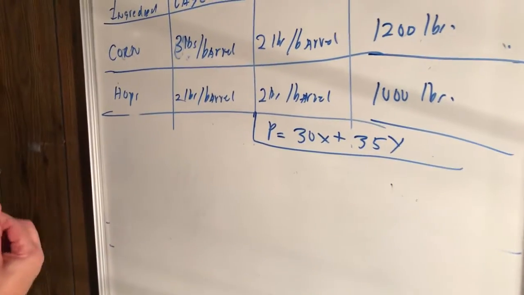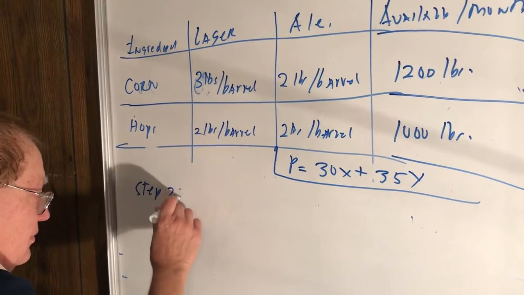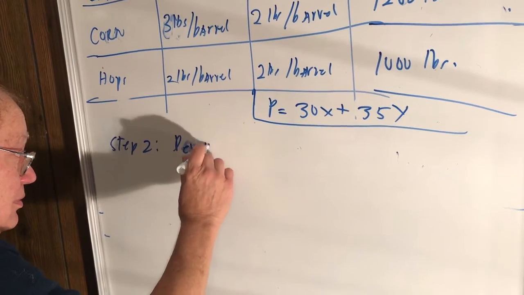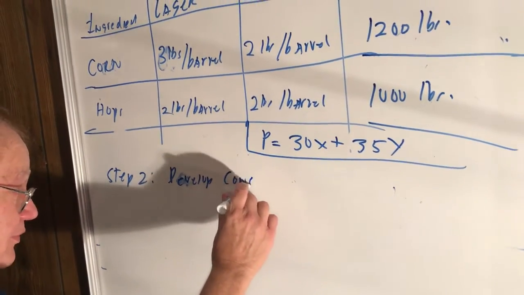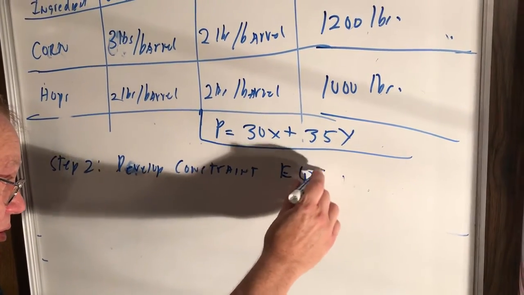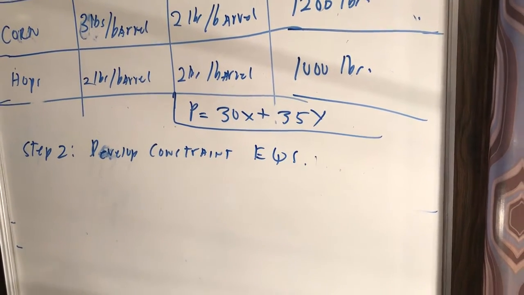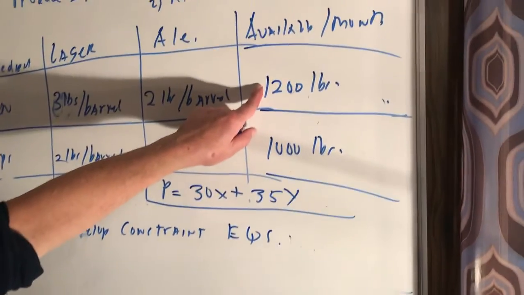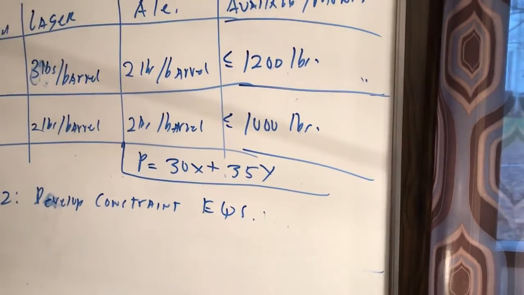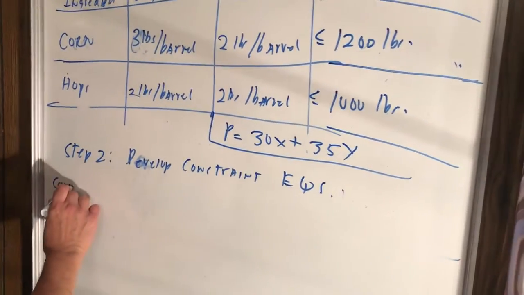In the other problem they were giving us the constraints, but in the problem you're going to get on a final, they won't be. Develop constraint equations. Now, we will only be dealing with less than or equal to constraint equations. So this is maximum available, so this would be less than or equal to. So let's look at the first constraint, the corn constraint.